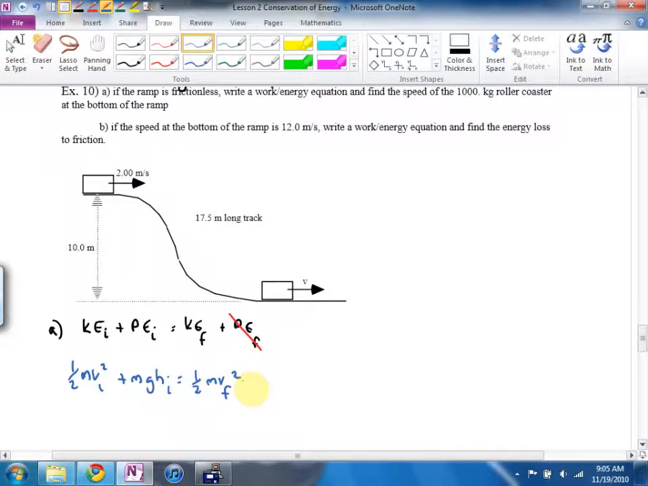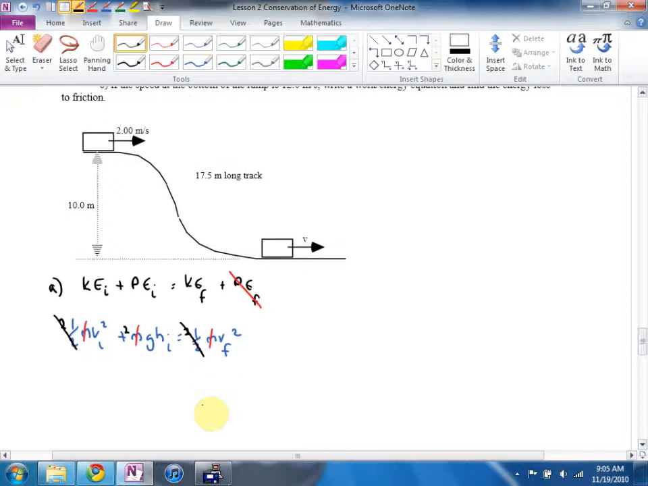What do you see? Masses cancel. That's always nice. And I'm going to do one more thing because I hate those 1/2s. I'm going to multiply by 2, multiply by 2, multiply by 2. That's not illegal, right? I've done the same thing to both sides of the equation. But what's nice about that is that's going to cancel and that's going to cancel. I get a much cleaner equation. It's just that middle 2 doesn't cancel, but I'd rather have 1 2 than 2 halves. I get this: v initial squared plus 2 g h initial equals v final squared.